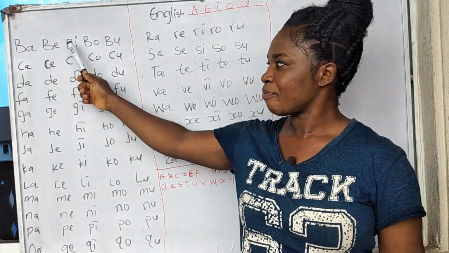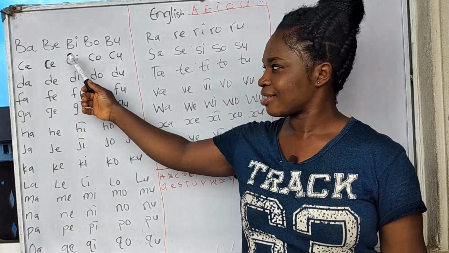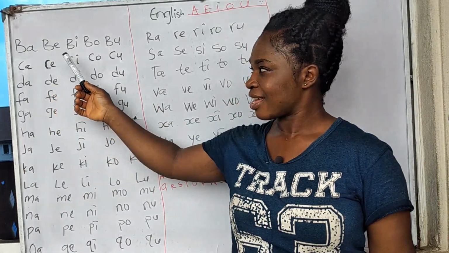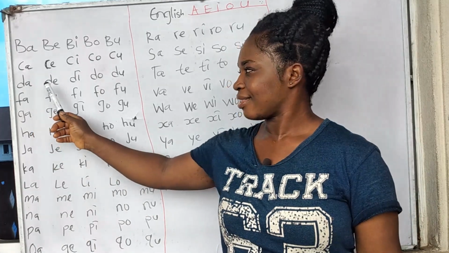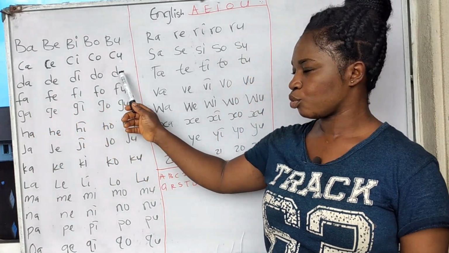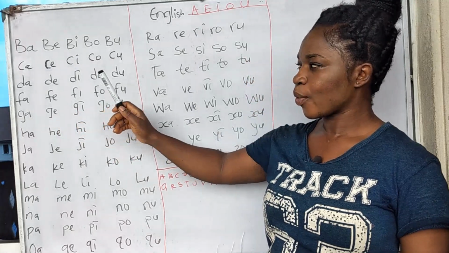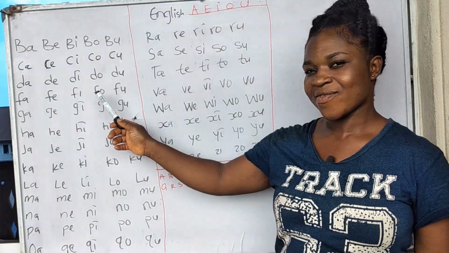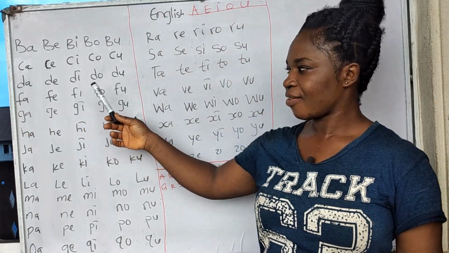Ba, be, bi, bo, boo. Ka, se, si, ko, ku. Ka, se, si, ko, ku. Da, de, di, do, do. Da, de, di, do, do. Fa, fe, fi, fo, fu. Fa, fe, fi, fo, fu.